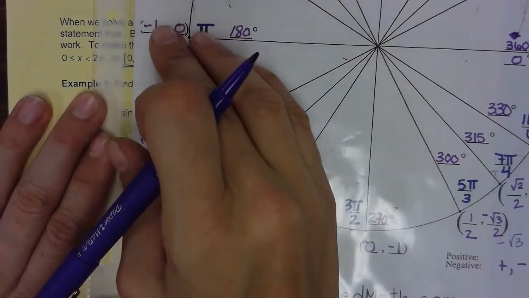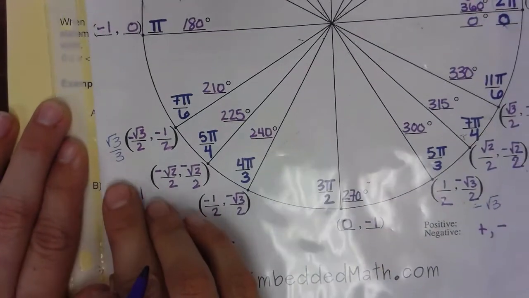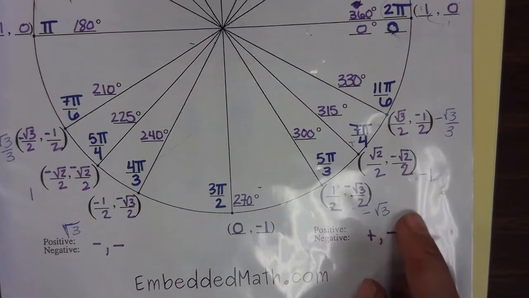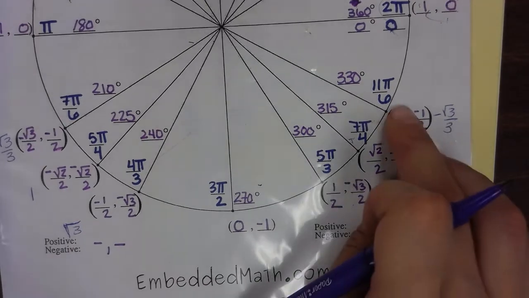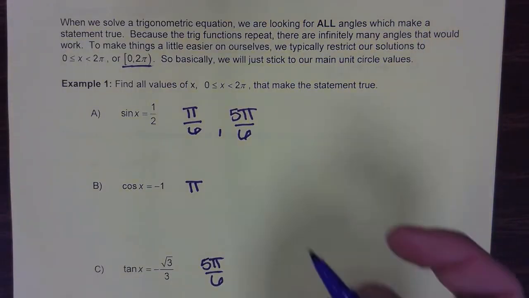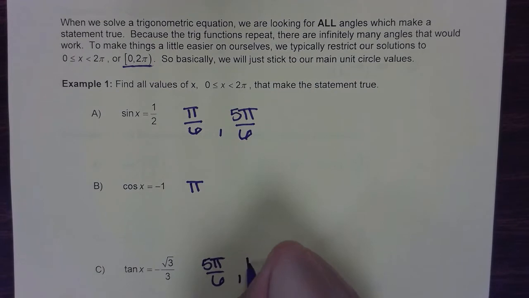And let's check if there's any more. Negative. There's a positive one. And there's the negative at 11 pi over 6. So again, what makes it true?